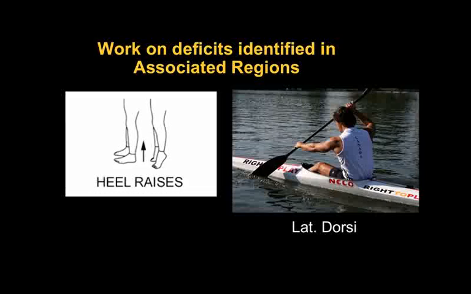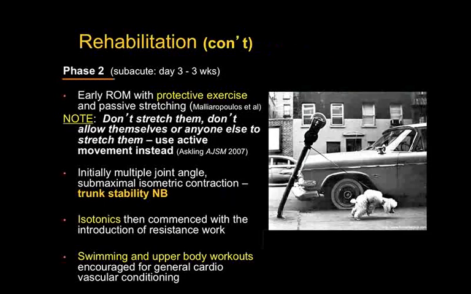Work on deficits identified in associated regions, around the back, around the arms, around the calves. In phase 2, the subacute phase, early range of motion, protective exercises and passive stretching. Note, Aisling strongly suggests that you don't stretch them passively, and don't allow them or anybody else to stretch them, but use active movement instead, and we'll look at that in a moment. Initially look at multiple joint angle and submaximal isometric contractions, looking at trunk stability being very important.